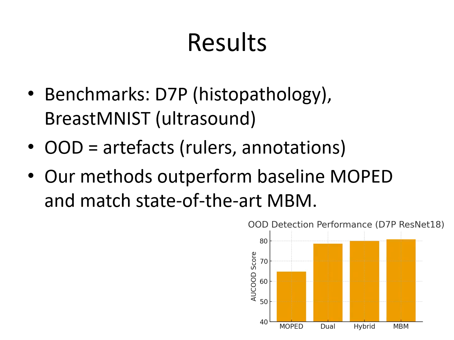The results are tested on two datasets, D7P, a pathology dataset, and BreastMNIST, an ultrasound dataset. Out-of-distribution cases were images containing artifacts such as rulers and annotations. As shown in this chart, the methods proposed significantly improve over the baseline MOPED, reaching AUC scores of around 80, which is on par with strong existing methods like MBM. This shows that mixture priors lead to more robust OOD detection.